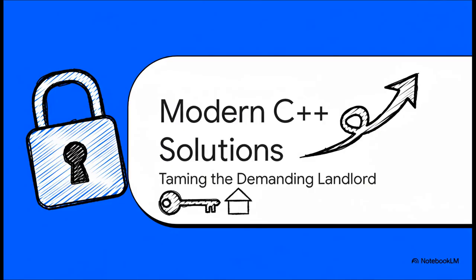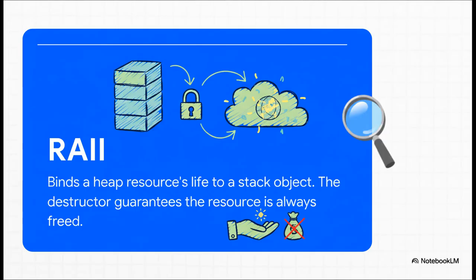So with all this danger, you might be thinking, is the heap just a trap? And the answer is no. Because modern C++ gives us an incredibly elegant way to get all the flexibility without any of the risk. The solution is this idiom called RAII.